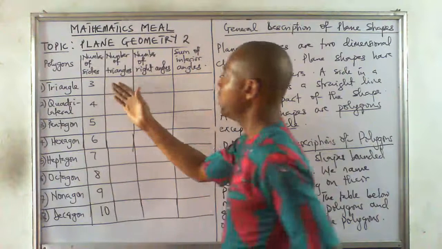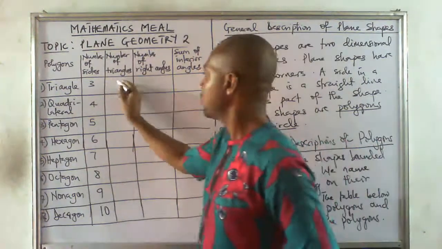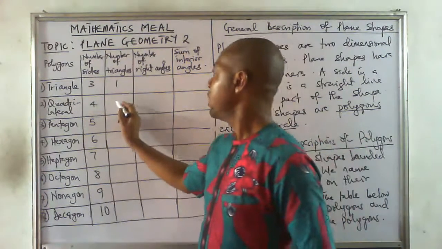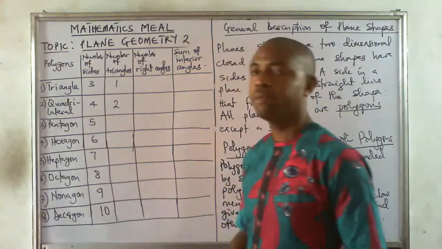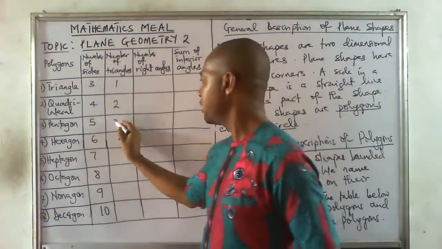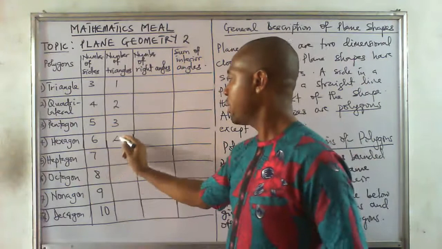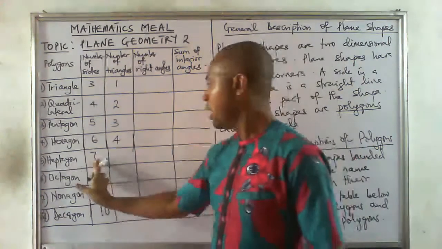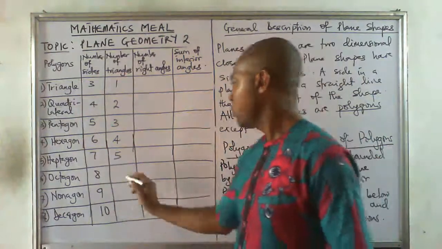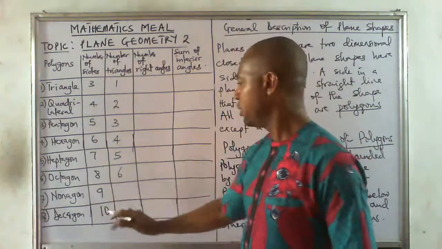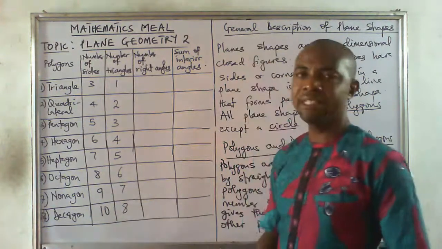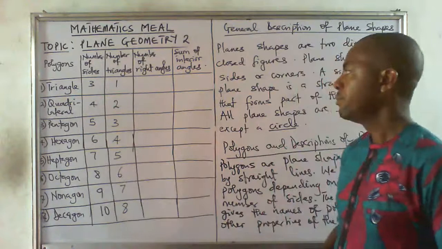Now, in a triangle, how many triangles are in a triangle? Just one. One triangle. In a quadrilateral, how many triangles are in a quadrilateral? 2. In a pentagon, how many triangles are there? Just 3. In a hexagon, we have 4 triangles. In a heptagon, we have 5. In octagon, we have 6. In nonagon, we have 7. And in decagon, we have what? 8. We have 8. Oh, beautiful.